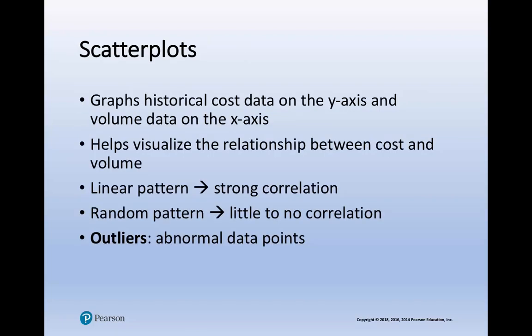Scatter plots, and you do this for one of your homework problems, is basically graphing out historical cost data on the XY axis.